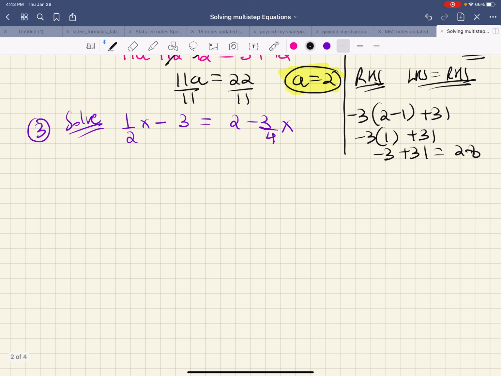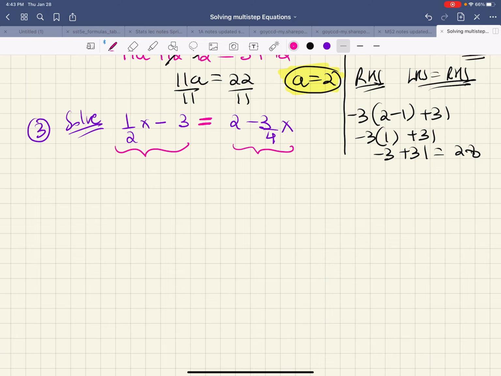Okay. Next equation, 1/2 x minus 3 equals 2 minus 3/4 x. This equation has fractions in it, and that's okay. Let's first check the left-hand side. Are there any like terms to combine? Not really. Right-hand side, no like terms to combine either.